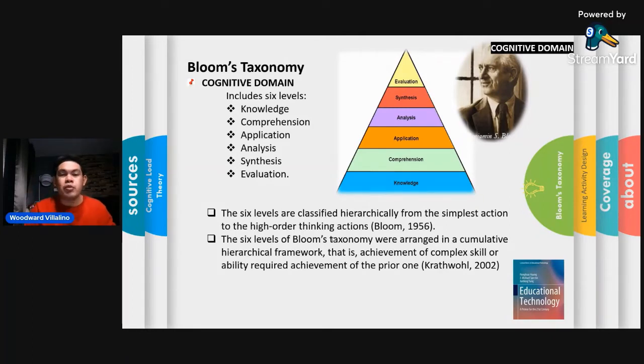So now we are moving on to the evaluation. So evaluation involves the ability to make judgments of the value of a work. The keyword here is judgment. So how do you judge if it's effective or not, if it's good or not?